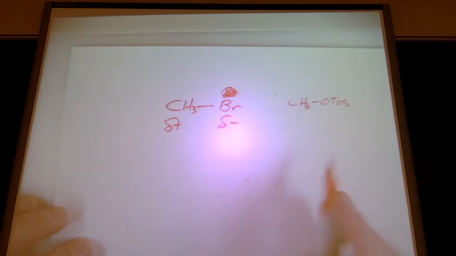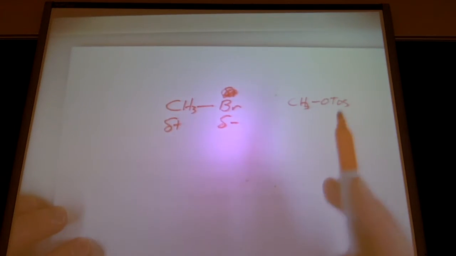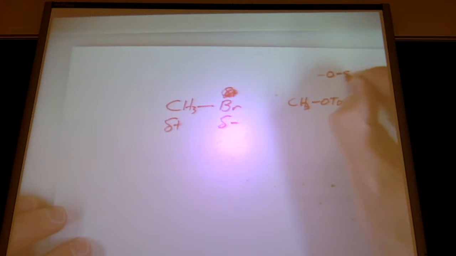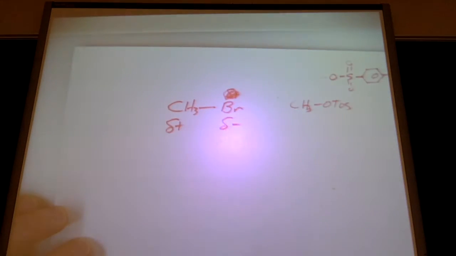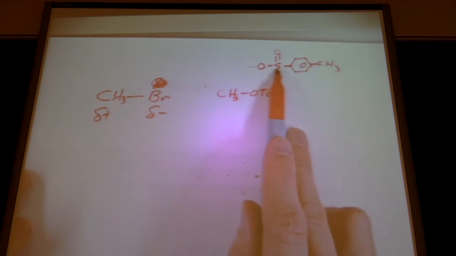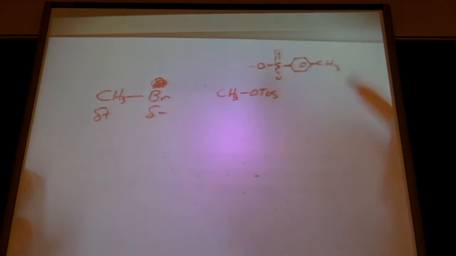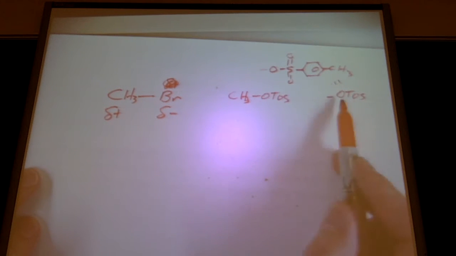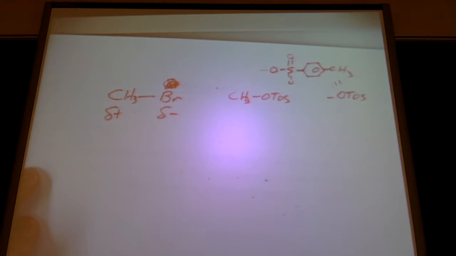This OTOS would be a good leaving group too. OTOS is just an abbreviation for this large substituent here. So there's oxygen, and this is the tosylate part. But instead of drawing all this out, you'll just see OTOS really.